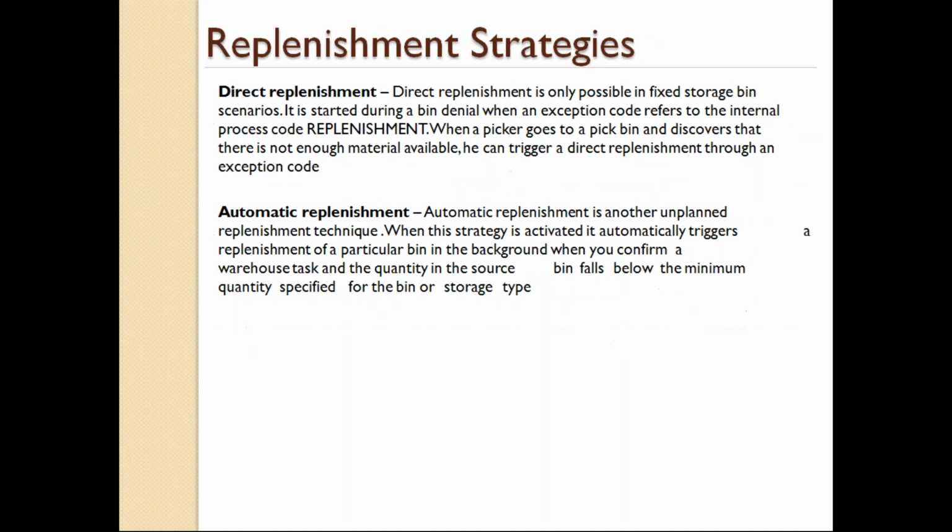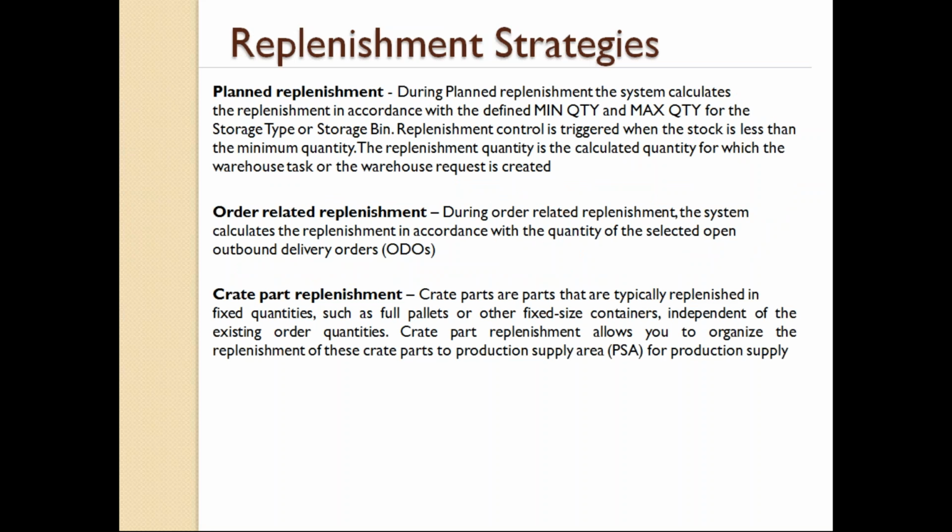So we'll just talk about these 5 strategies, what they do and how they work. So plan is the most common strategy where you have a minimum quantity and maximum quantity maintained for a storage type and bin. Let's say 8003 will hold minimum 1 quantity, maximum 10 quantity. If the stock goes down below 1, then your batch job, or you run this plan replenishment program, that is going to create a task for you. Here the replenishment quantity is calculated.